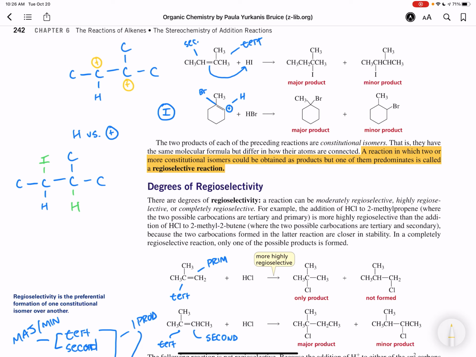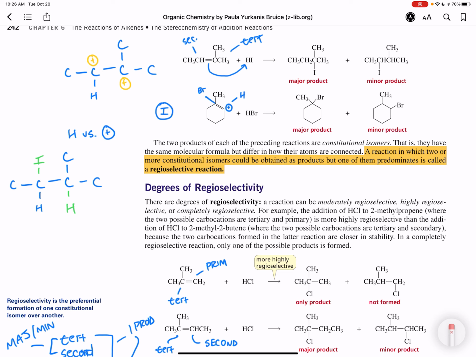And remember, the question we're always asking ourselves is hydrogen versus positive charge. Where do we put the positive charge? Where do we put the hydrogen? That's when you want to look at your carbons and see what is attached to more carbons, because tertiary is going to be stronger than secondary, which is going to be stronger than primary. That stability is where we want to put the positive charge. So when we're looking at this, we know that this carbon is the more stable one because it's attached to 3 other carbons. That's where we want the positive charge to go.